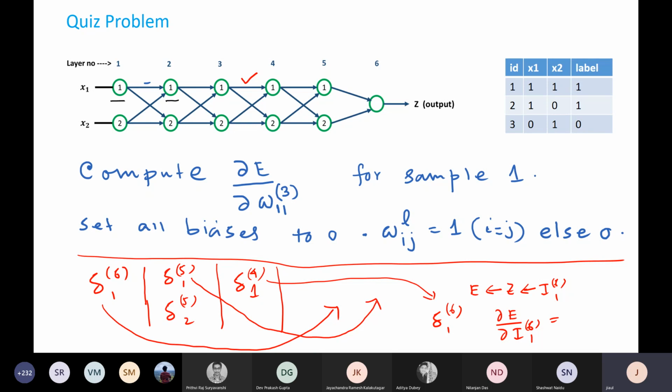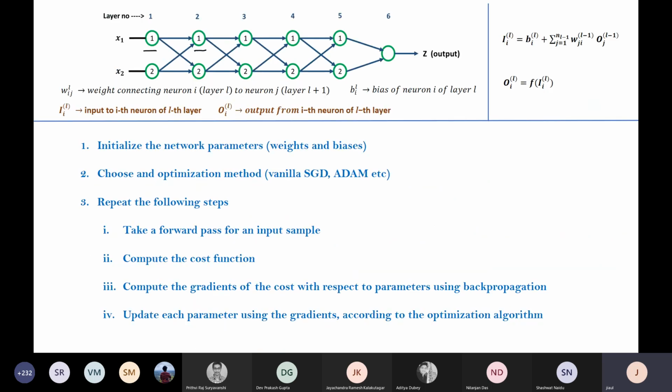Okay, so let's move on. We discuss other things and quickly wrap up. The whole process of training a network is this. Training is all about finding these weights and biases. First, I mentioned, initialize the network parameters, the weights and biases. Then you choose an optimization method. It could be vanilla stochastic gradient descent, Adam, AdaGrad or whatever, because depending on that, anyway, you have to use a derivative.